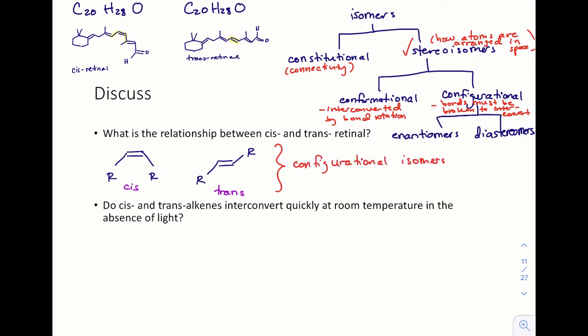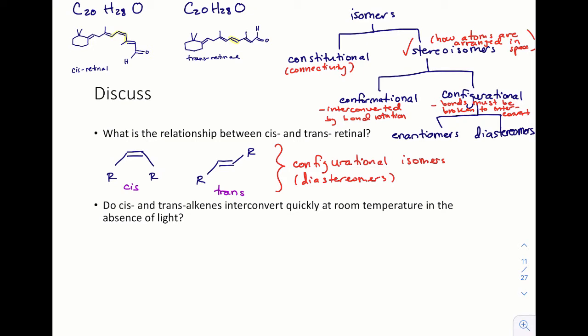And specifically, they are diastereomers. They are configurational stereoisomers that are not mirror image isomers, right? Enantiomers are non-superimposable mirror image isomers. This is not the case. If we tried to superimpose, meaning if I laid the trans retinal on top of the cis retinal, the atoms would not line up, right? These R groups would not line up. So they're not superimposable, and they're also not mirror images, right? This is not a mirror plane that reflects the trans onto the cis. So these are diastereomers. They're configurational stereoisomers that are not enantiomers.